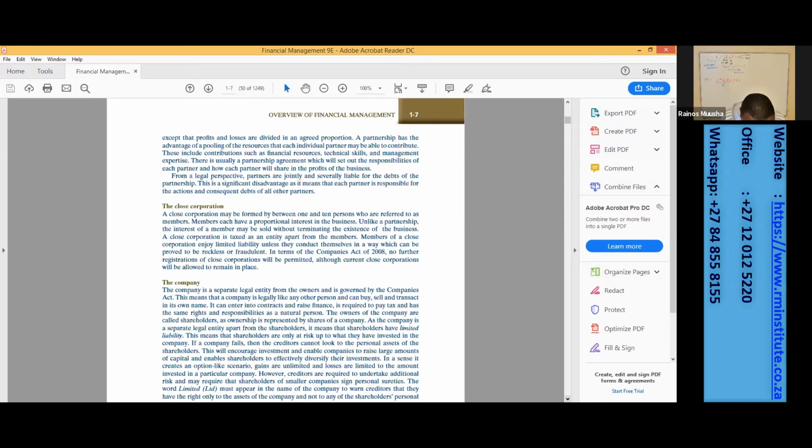So just know this, but I don't expect questions to be asked to see exactly how a system will be structured and the advantages and disadvantages there.